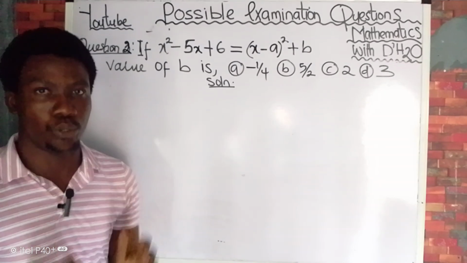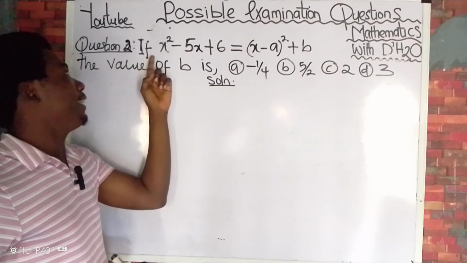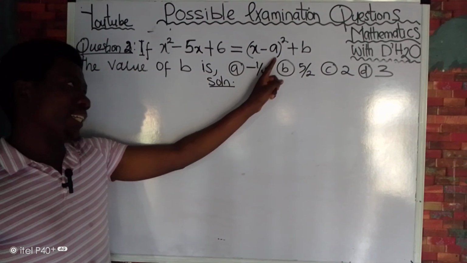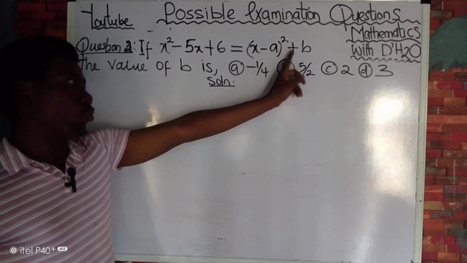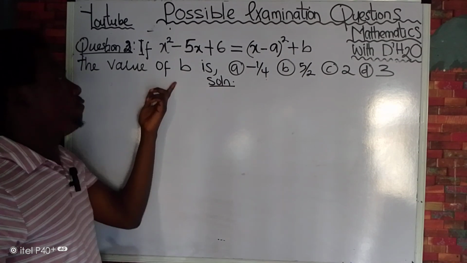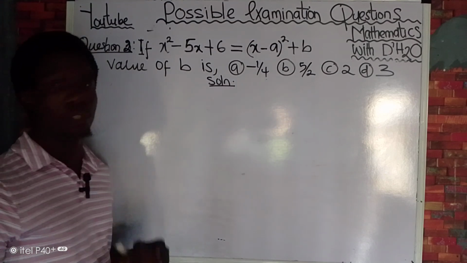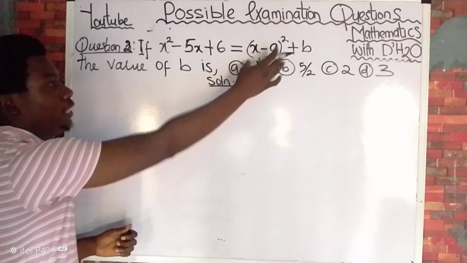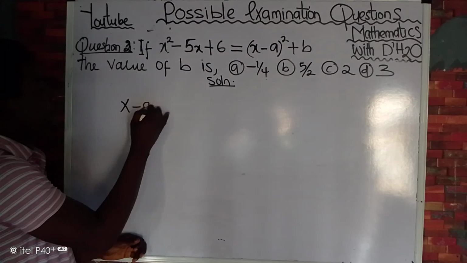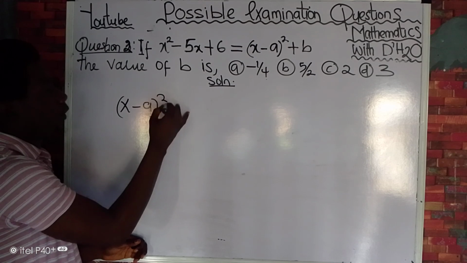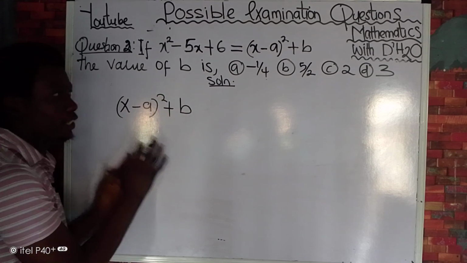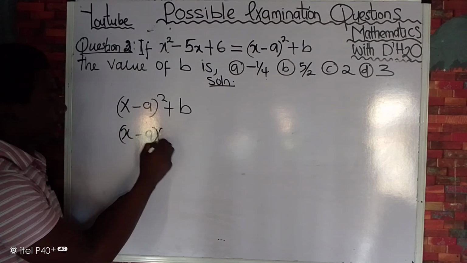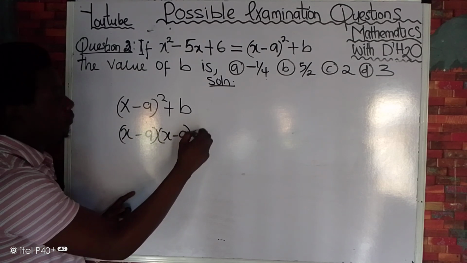Question number 2. According to question 2, it said if x squared minus 5x plus 6 is equal to (x minus a) all raised to the power of 2 plus b, the value of b is what? Now, if you come across this question in your exam, it is very easy. This is how we are going to solve it. First of all, let's open this bracket. So you have (x minus a) all squared plus b. How do we expand this bracket? This will give us (x minus a)(x minus a) plus b.